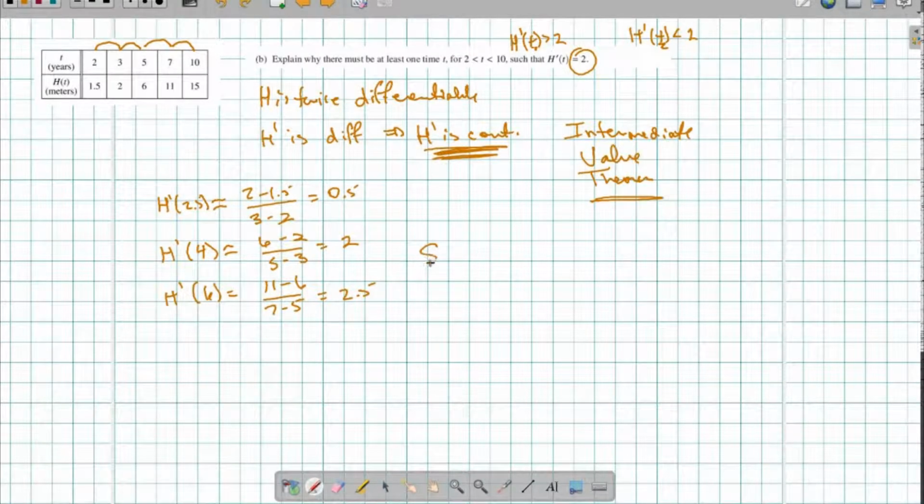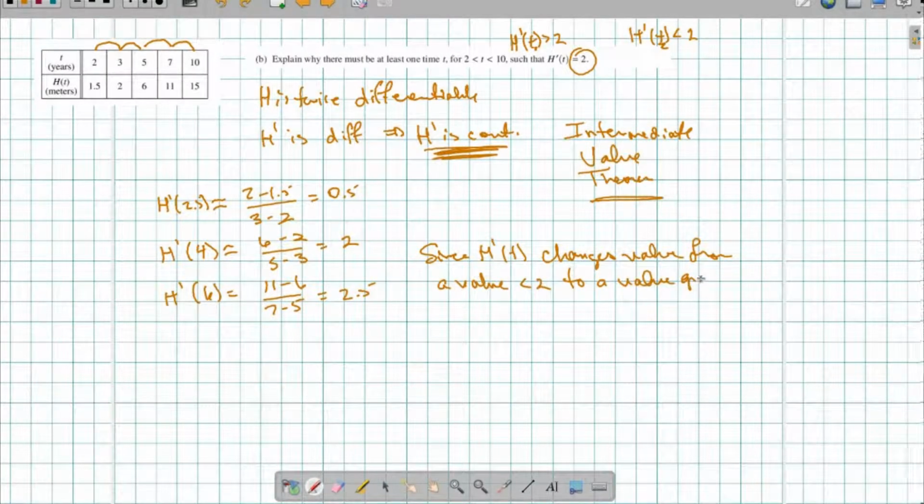So I could say that since h prime of t changes value from a value less than 2 to a value greater than 2, by the intermediate value theorem, h prime of t must be equal to 2.